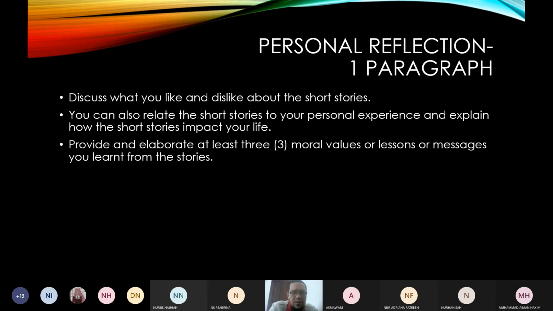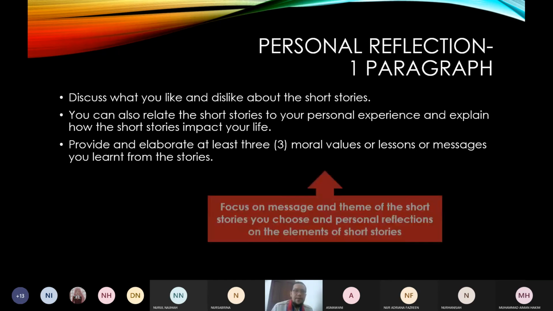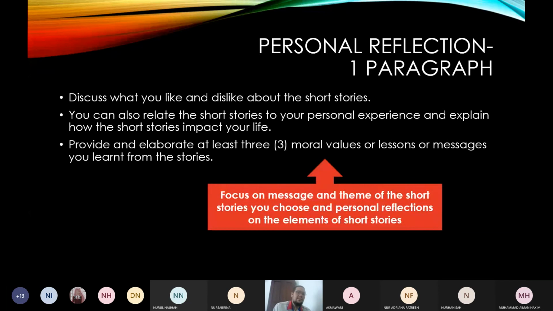Kalau tak dapat plot, you tengok setting. So 3 benda ni is very important for you to analyze or to gain the moral values. Alright, so focus on message and theme on the short story and also your personal reflection on the element of the short story. Find the similarity, compare and contrast with your life. Okay, sama tak dengan diri you? Apa yang you telah lalui selama ni.